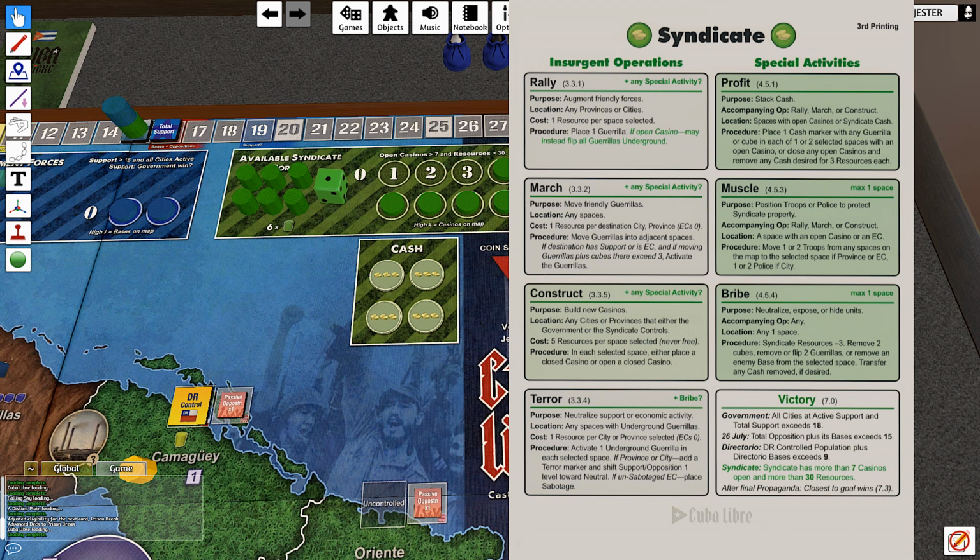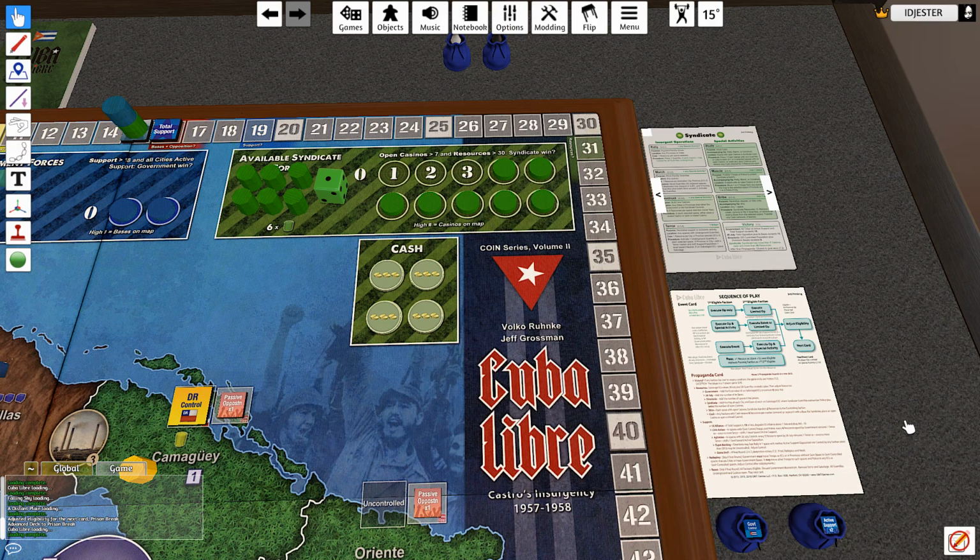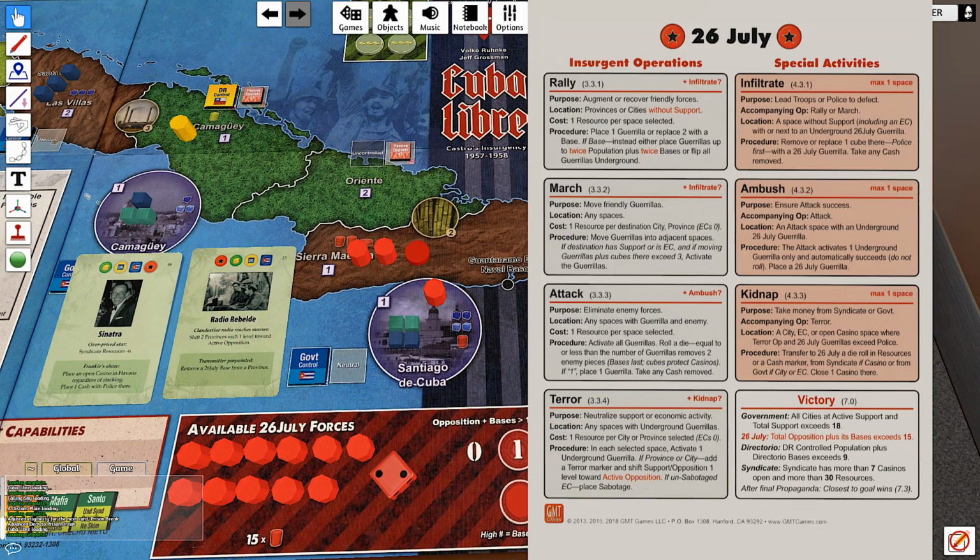So you have operations and you have special activities, and again, each faction has their own set. If we look at the 26th of July, they have some of them the same, which are rally and march, bringing units on the map and moving them around. But they also have attack, because they don't have the casinos. They don't care about placing casinos. They want to eliminate the enemies. So they have attack, and then they have terror.